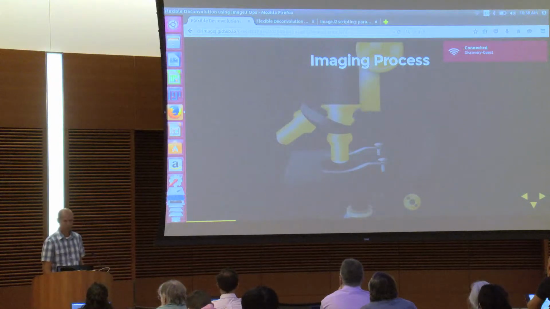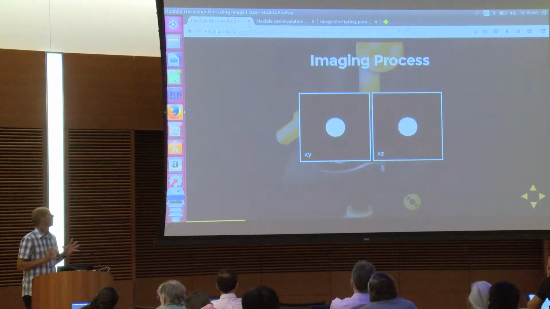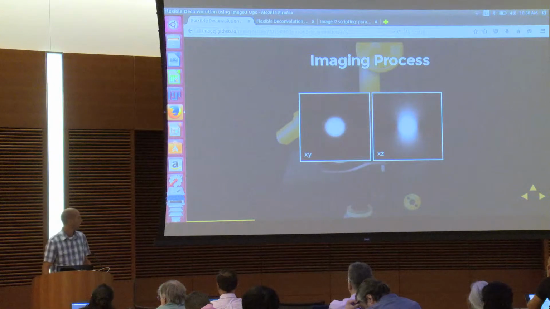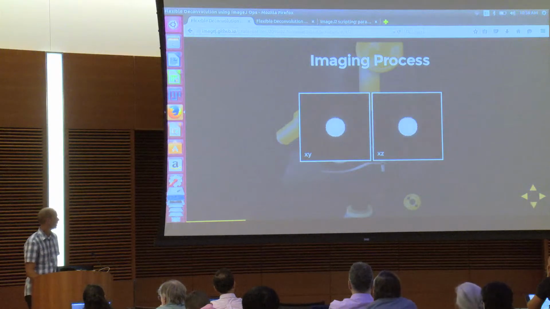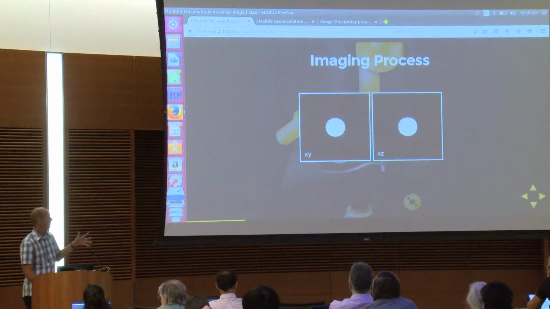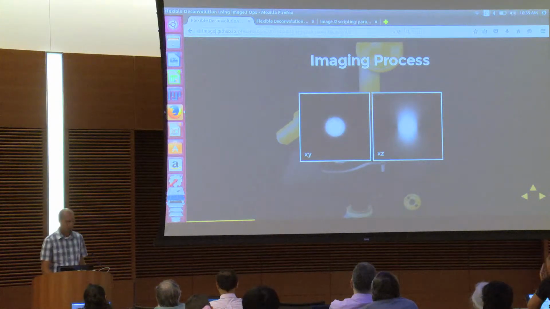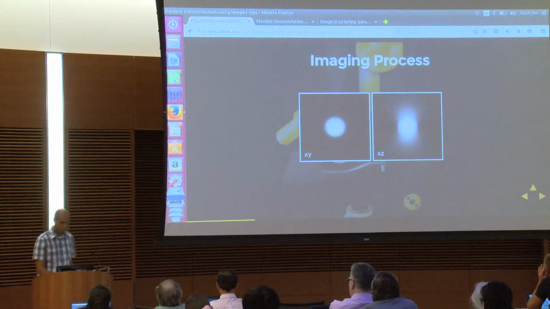And that's important because when we image, the blur is defined by the point spread function. So you image, this is a simulated sphere, you image it, and it's blurry. And to understand the nature of the blur, we need these point spread functions.